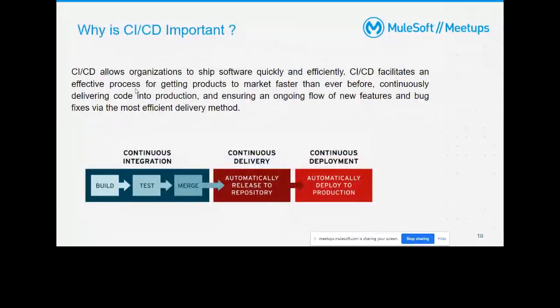The next is why CI/CD is important, because at last we do not want any manual intervention, as it could lead to major disadvantages. In continuous integration, delivery, and deployment, everything is automatic. We do not want to intervene unless we want to for production, which we discussed in the previous slide. The steps build, test, and merge are part of continuous integration. Then automatically releasing to the repository is part of continuous delivery. Next, automatically deploying to production is part of continuous deployment.